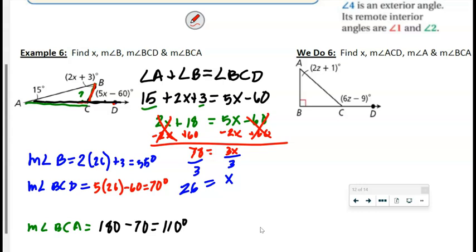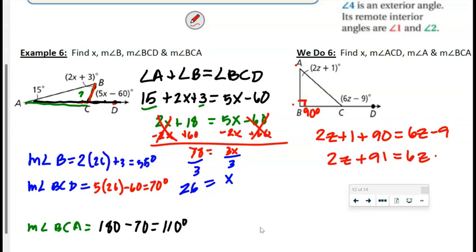Okay. So this is right here. So this angle is 90, right? So again, remember, we're going to add these two together. So we're going to do 2z plus 1 plus 90. That's going to be equal to our exterior angle, which is 6z minus 9. Again, we're going to combine some like terms, 90 plus 1. So 2z plus 91 equals 6z minus 9.